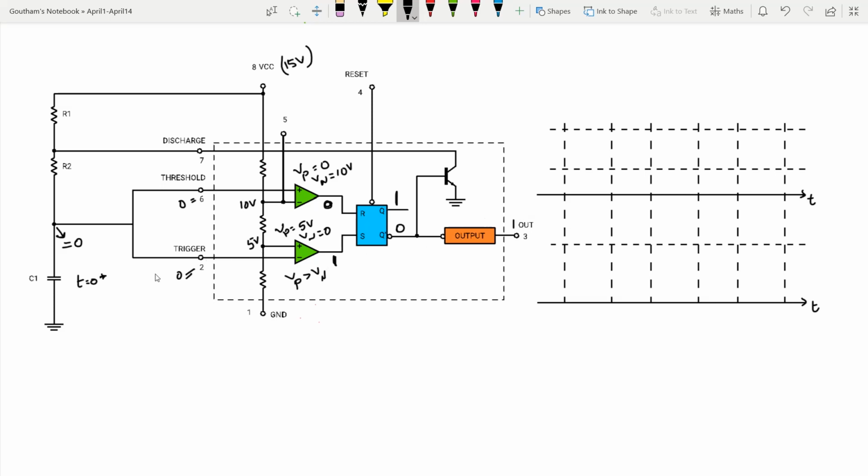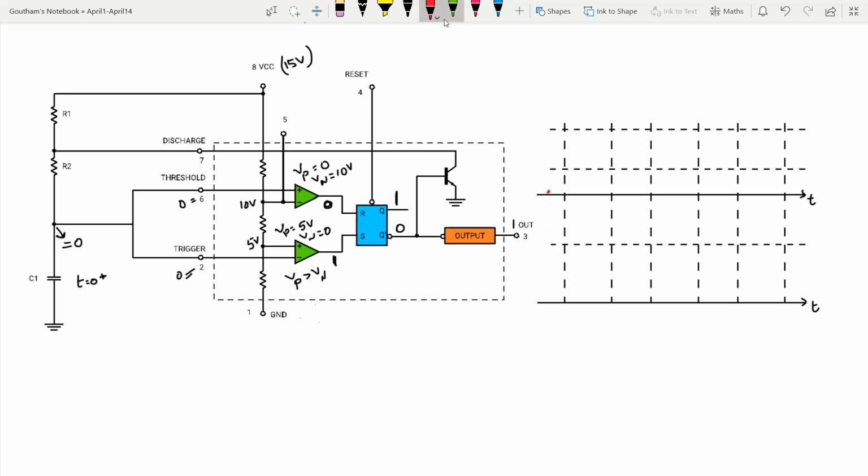Right, so let me draw that. At t equal to 0, let this be t equal to 0. This is where I am plotting the voltage across the capacitor. This is where I am plotting the voltage at the output pin 3.